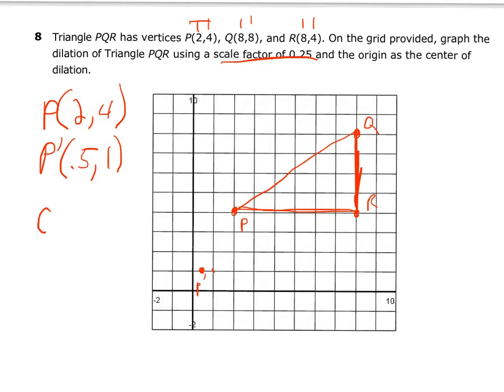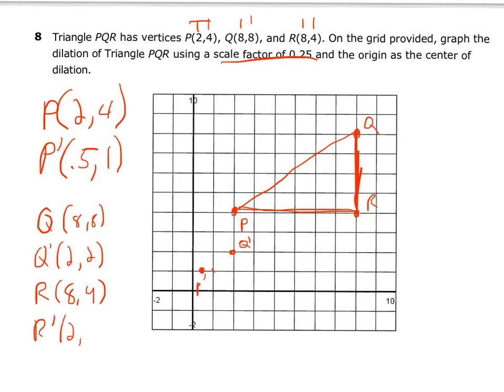Your new Q. It was 8 and 8. Divide both of those by 4. 2 and 2. Over 2. Up 2. There it is. Finally, R was 8 and 4. Divide it by 4, and it is now 2 and 1. Over 2, up 1.